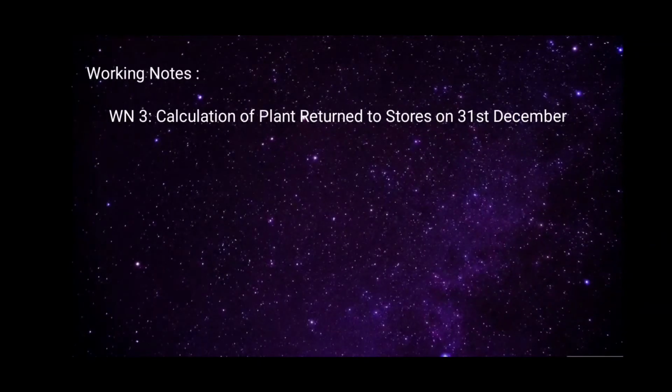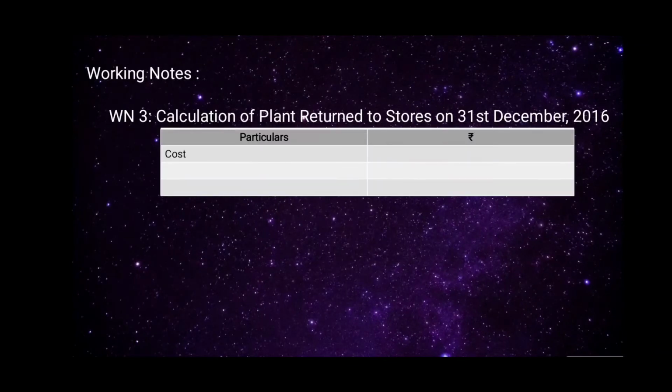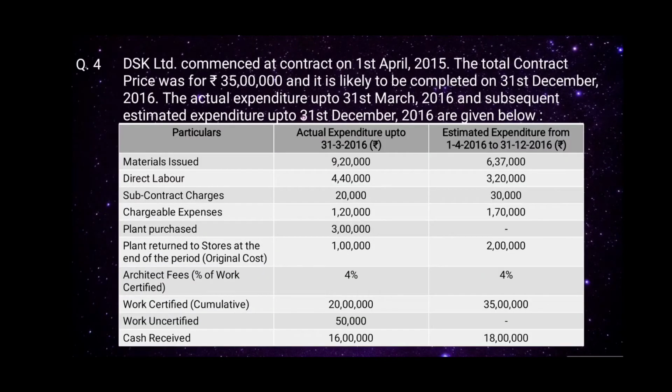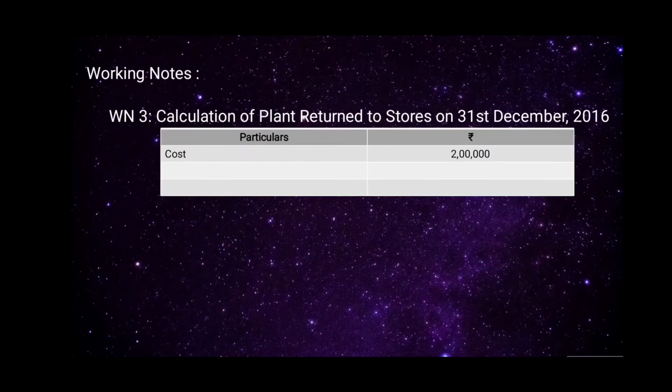Working note number 3. Calculation of plant return to stores on 31st December 2016. So cost amount is 2 lakh. So cost will be 2 lakh, less 20% depreciation, that is for 21 months, which will be 70,000. So the total amount will be 1,30,000.